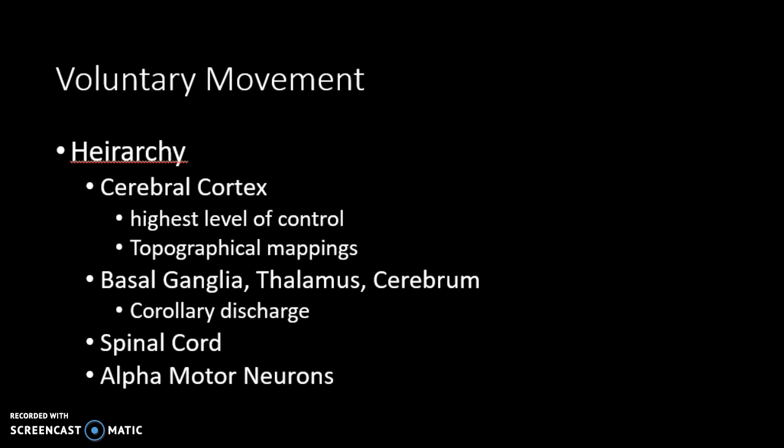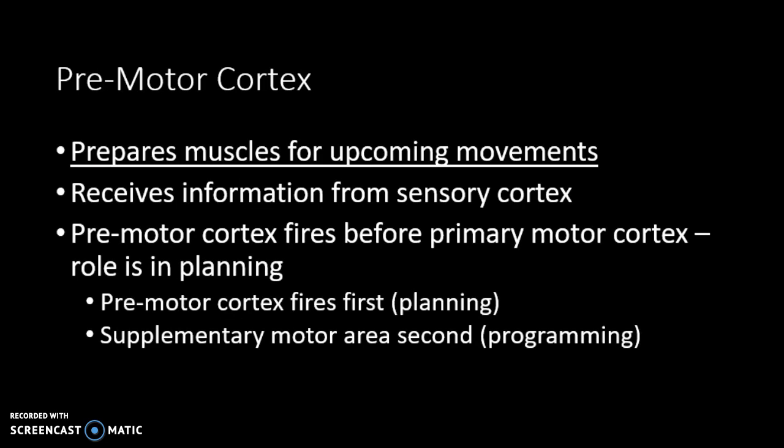So now moving on to voluntary movement. There's a hierarchy. We have our cerebral cortex, which is the highest top level of control. We have topographical mappings of little areas of the brain of what does what in certain areas. Then it goes down to the basal ganglia, thalamus, cerebellum, where we'll see corollary discharge. Then it'll go down to the spinal cord, then to the alpha motor neurons.